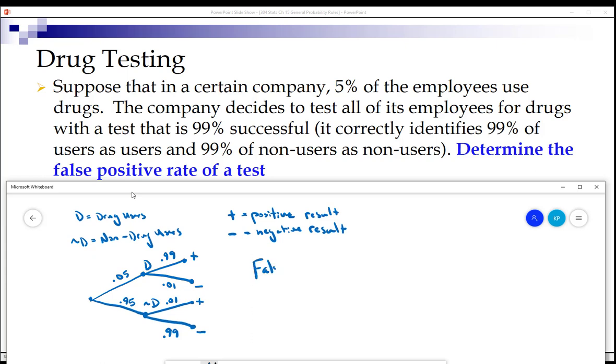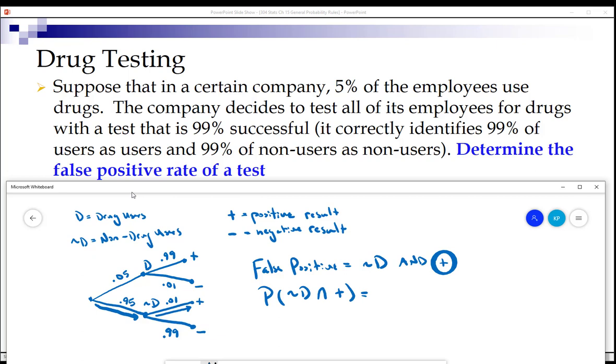So a false positive means that this is going to be a person that does not do drugs and at the same time they test positive on the test. So what we're looking for here is what's the probability that someone does not do drugs and they test positive. And so there's only one way that we could get there, and the only way we could get there is to go down this route to the non-drug user and then go down this route to test positive.